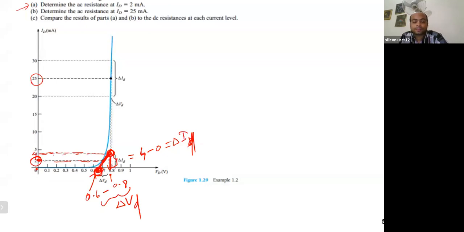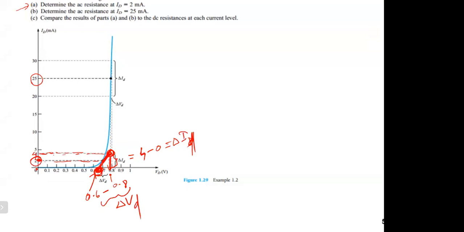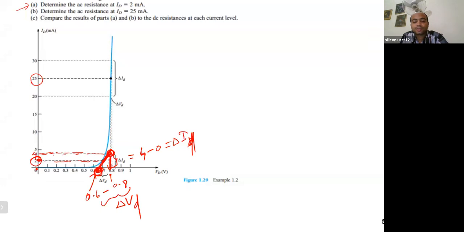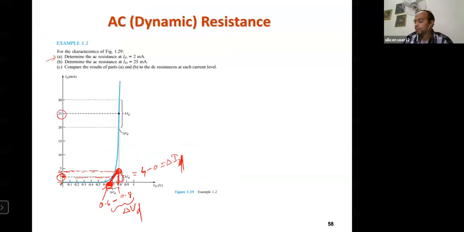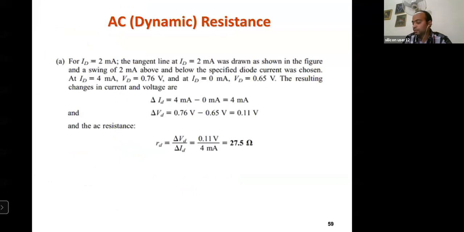Clear or not? Yes, sir. Sir, simply you are doing y2 minus y1 over x2 minus x1, nothing else. It is the same thing you have studied previously, that we are doing here. So that calculation is just done here.